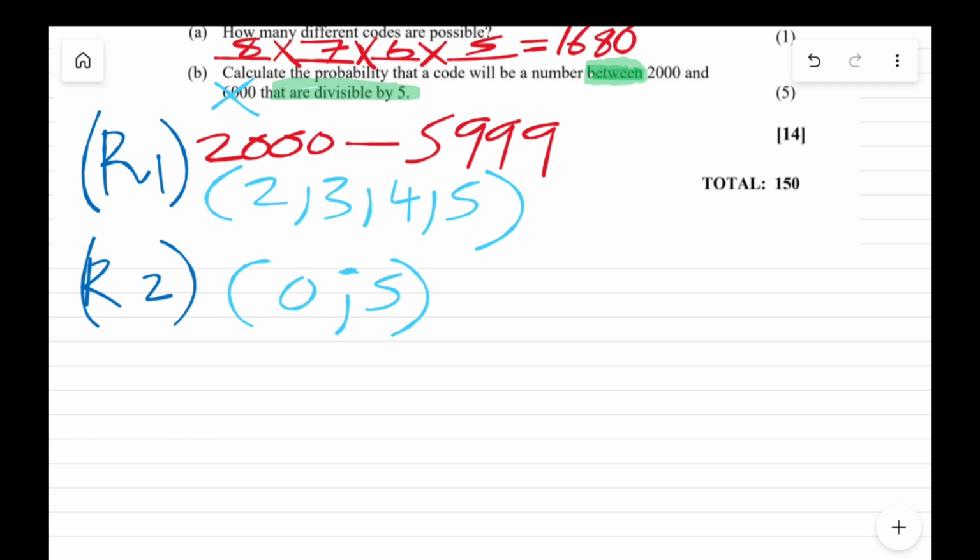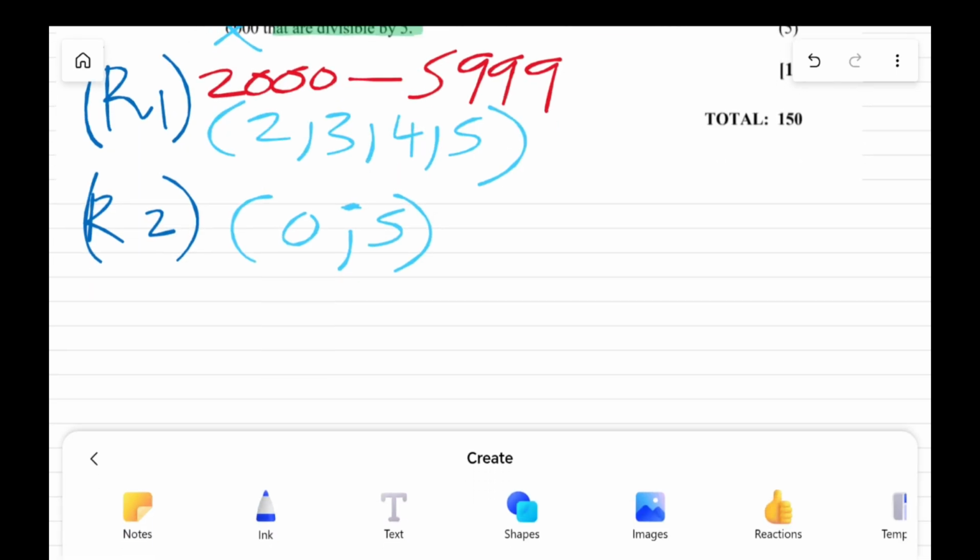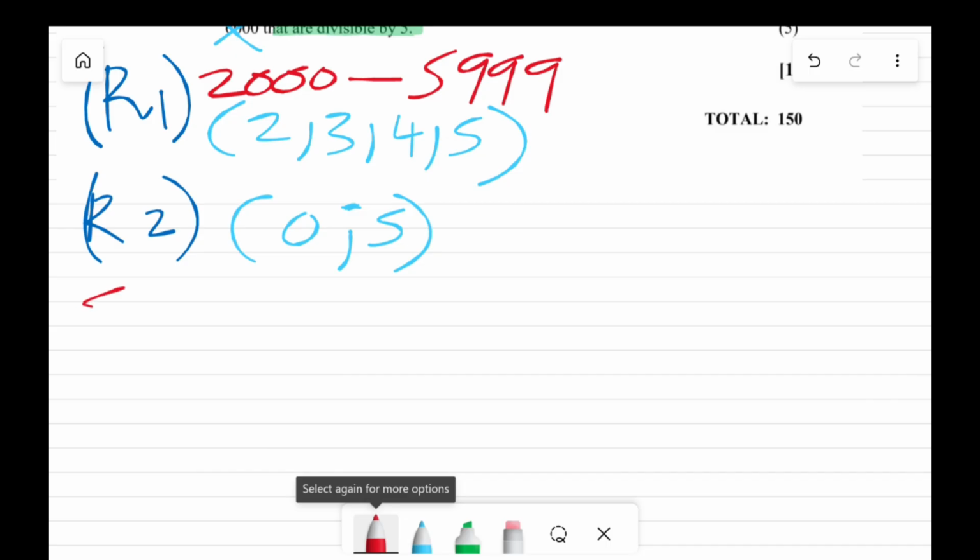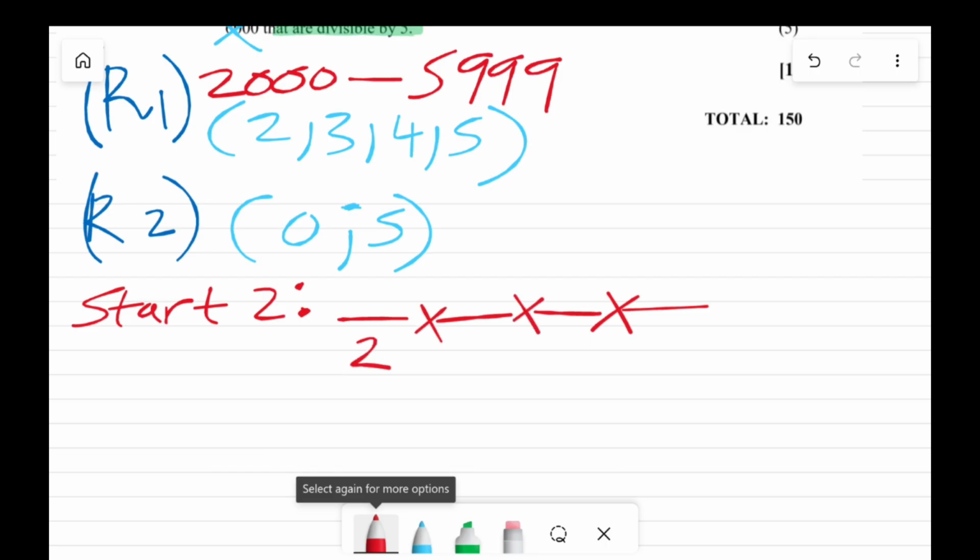All right. Now, let's start with restriction number 1. We're creating a 4-digit code, remember. If I start with a 2, 1, 2, 3, 4, I'm starting with a 2 here. How many possible ways can I use a 2? In numbers from 0 to 7, how many 2s are there? How many 2s can I use? There's only one choice. So there's only one possibility that I can use a 2.